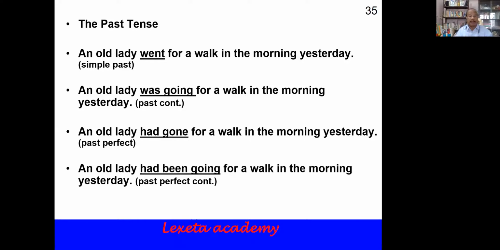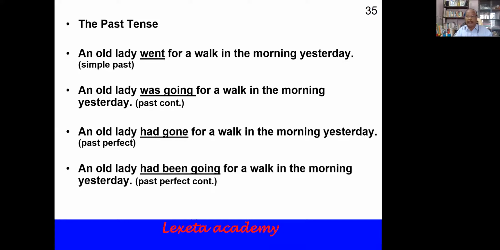Please note, the continuous tense. An old lady was going for a walk in the morning yesterday. Negative: an old lady was not going for a walk in the morning yesterday. The past perfect tense: an old lady had gone for a walk in the morning yesterday. Negative: an old lady had not gone for a walk in the morning yesterday.